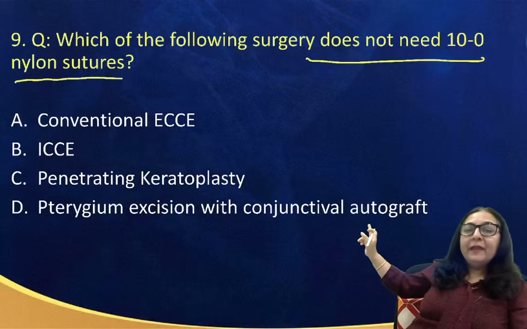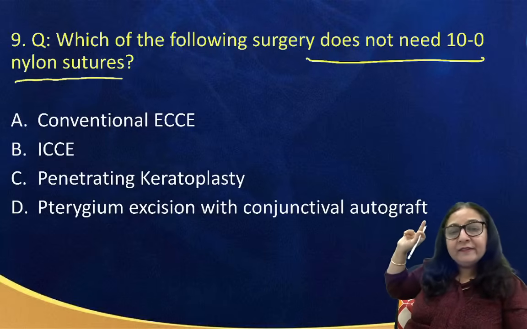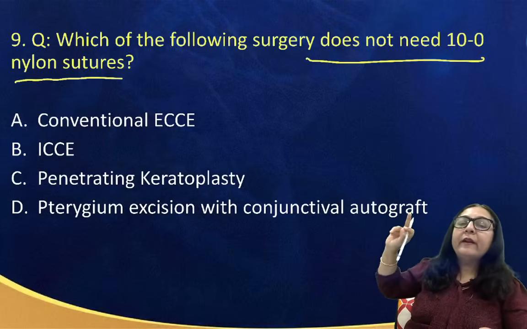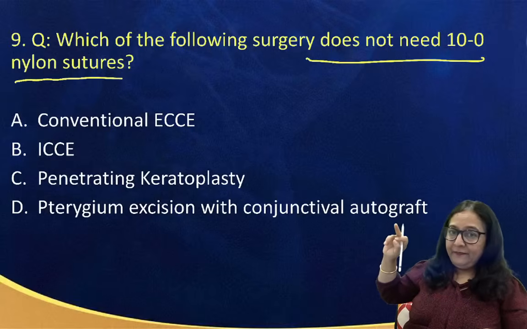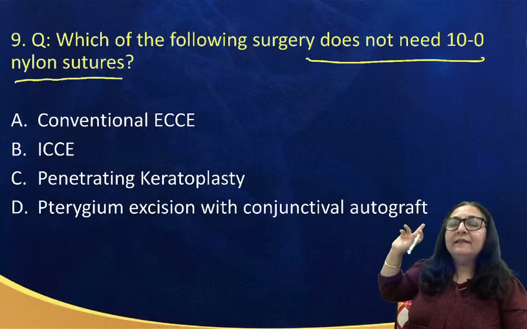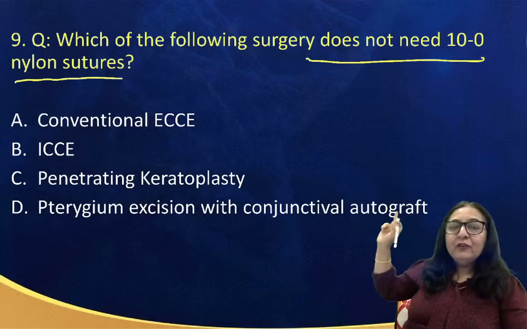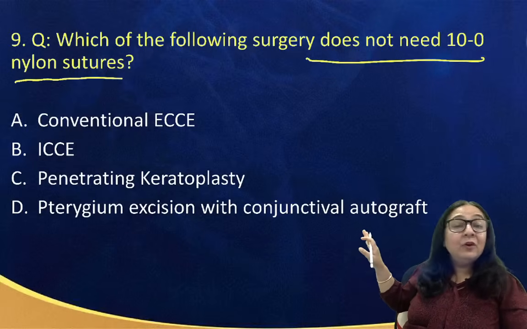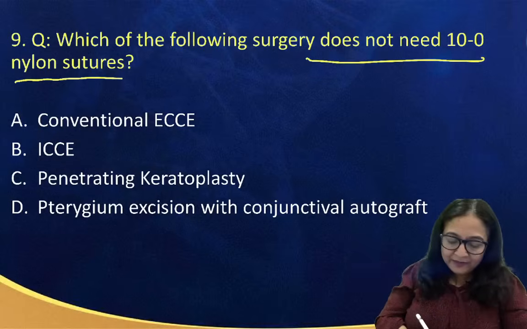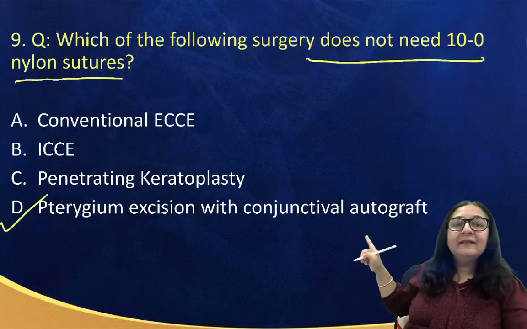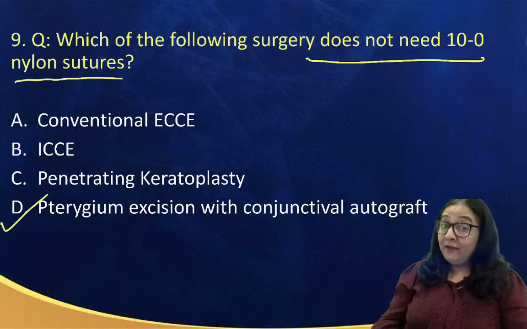Okay, so 10-0 nylon sutures are used for corneal scleral suturing. For corneal suturing, 10-0 nylon sutures are needed. So here, in which of the choices do you not do that? And you are telling me very nicely, very correct: pterygium excision with conjunctival autograft.